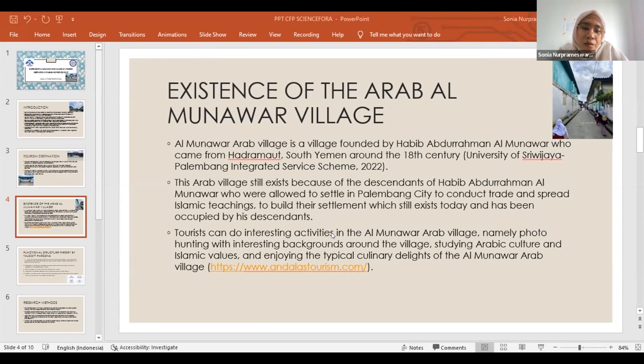And tourists can do interesting activities in this village, namely taking photos with interesting backgrounds around the village, studying about Arabic culture and Islamic values, and enjoying the typical culinary delights of the Al Munawar Arab Village.